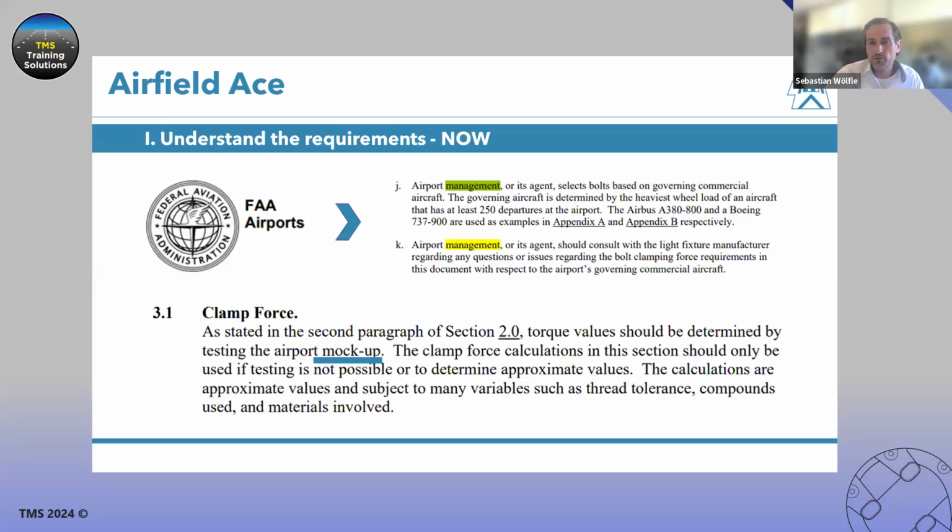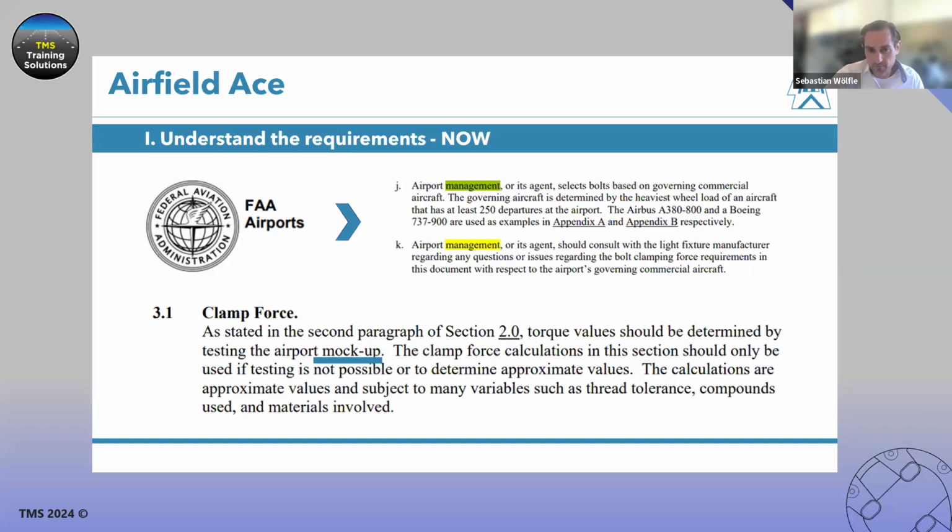So first of all, it's important to know it clarifies who is in charge of this situation. It's not the OEM, whether we like it or not. It's the airport management or its agents. So the engineering brief really clarifies that the responsibility for this topic is with the airport. And the important point is they introduce a clamp force value, which is something different, as already explained by Keith initially, than the torque that we already know and install our inset lights with.